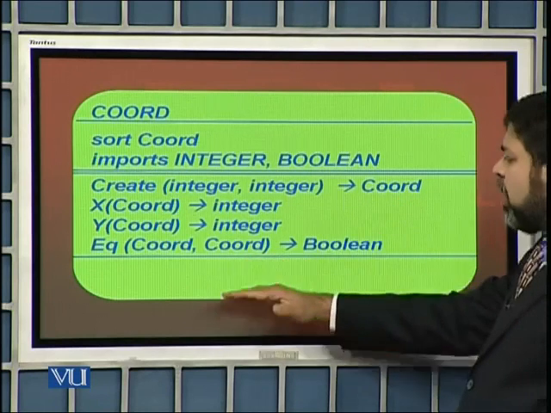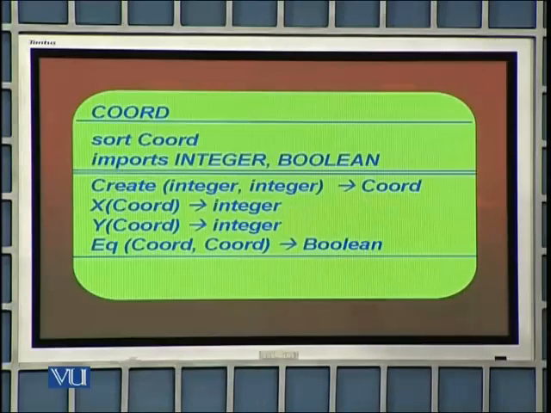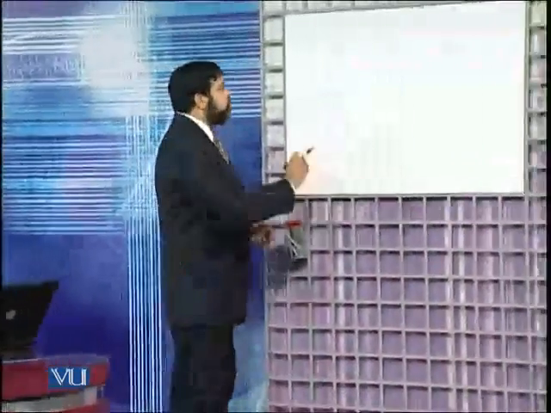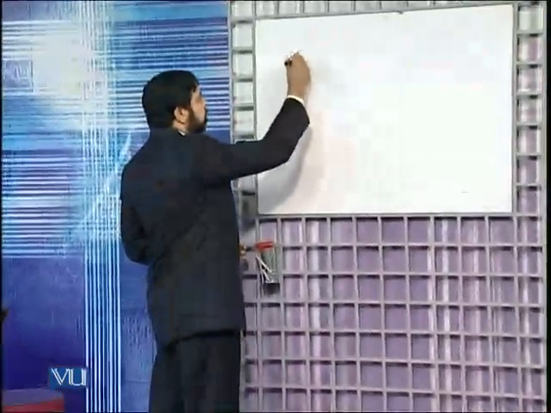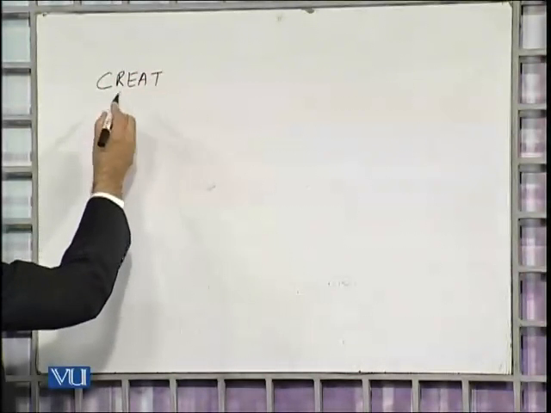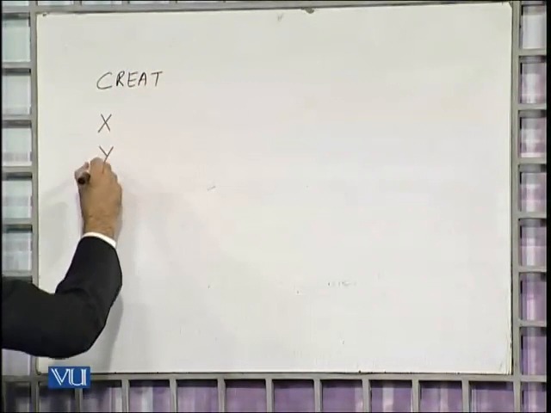First of all, we need to write the axioms for this specification, and then we shall use this specification to create a new specification, and that specification will actually use whatever we have already given here. So let us look at the axioms first. So if you can see this thing, there is one constructor and there are three inspectors. So the constructor is create, and the inspectors are x, y, and equal.